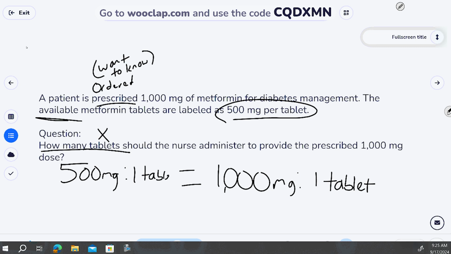And then we just do the math like we've been doing. Means, extremes, 1 times 1,000. Wait, what did I write? Oh, where'd the X be at? Okay. Yeah.